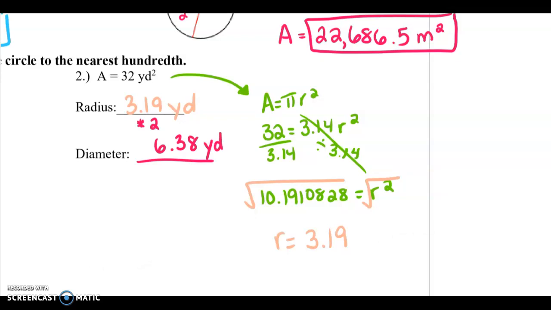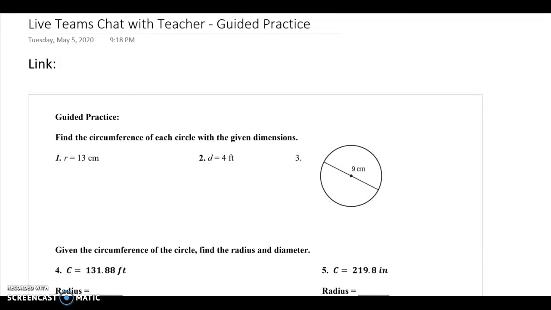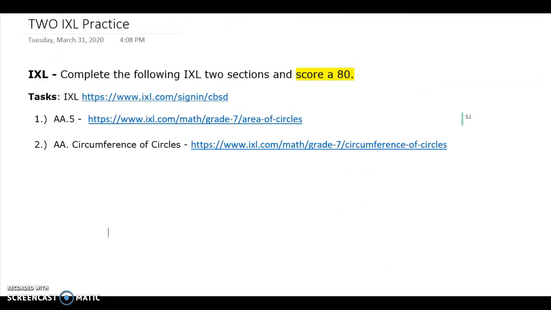All right, so for your week this week, you have the notes to complete, and then you have the live team meeting that we're going to do together in a few moments, and then you have 2 IXLs to complete. The first one is your area, so area equals pi r squared. The second one is circumference, and you can choose to use diameter times pi, or you can use circumference is 2 pi r. I have those written down for you. So you have 2 IXLs to complete instead of a homework assignment.